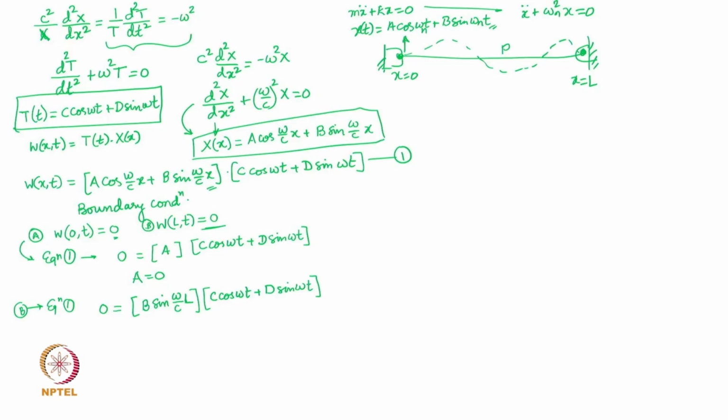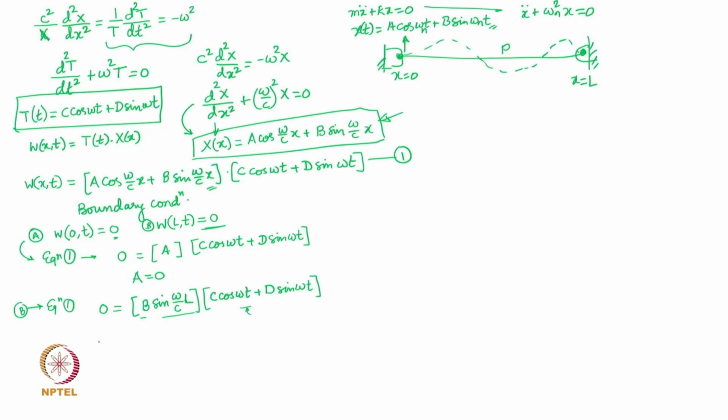Now again, if this is equal to 0, either this is equal to 0, or B is 0, or this term is 0. Now obviously for all times this bracketed term cannot be 0 at all times, and so the only thing that is left for us is B into sine omega by c L equal to 0. Now B cannot be 0 because then you will have no vibrations. You can look at this particular term. If A and B both are 0, then that means the string is stationary, which is a sort of trivial solution we are not interested in.